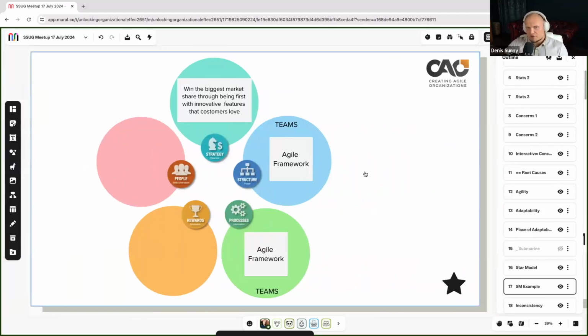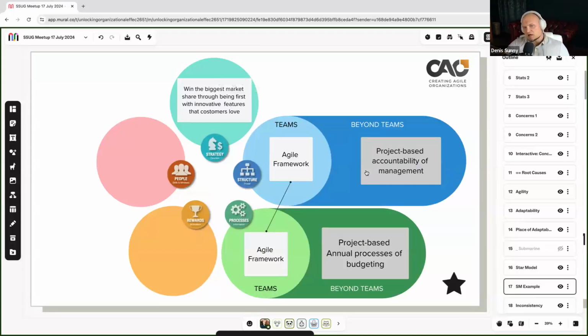And let's consider a very quick example. A company wants to win the biggest market share through being first with innovative features that customers love. Yeah, this is their strategic intent. And therefore, they believe that they need some agile framework, whatever it is, okay? Now what happens? If you look inside this company further or beyond teams, then you will discover that this is a real example, one of my clients, yeah? They have the project-based accountability of management, and also process-wise, they approve budgets based on projects, annually, of course.